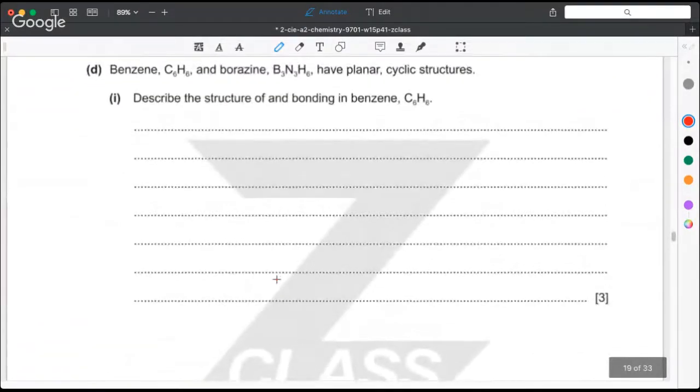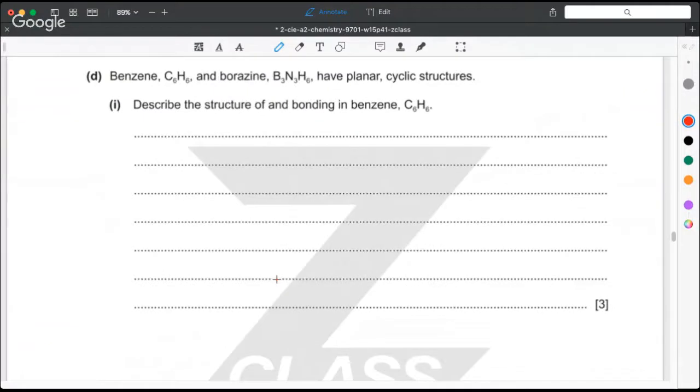Okay, the next thing the examiner said is, look at this, how much room have you got there? How many lines? 1, 2, 3, 4, 5, 6, 7. That's probably the biggest space in the exam at all. The examiner said, I gave these students loads of space, but they didn't use it. They didn't fill in as much detail as they should have done.